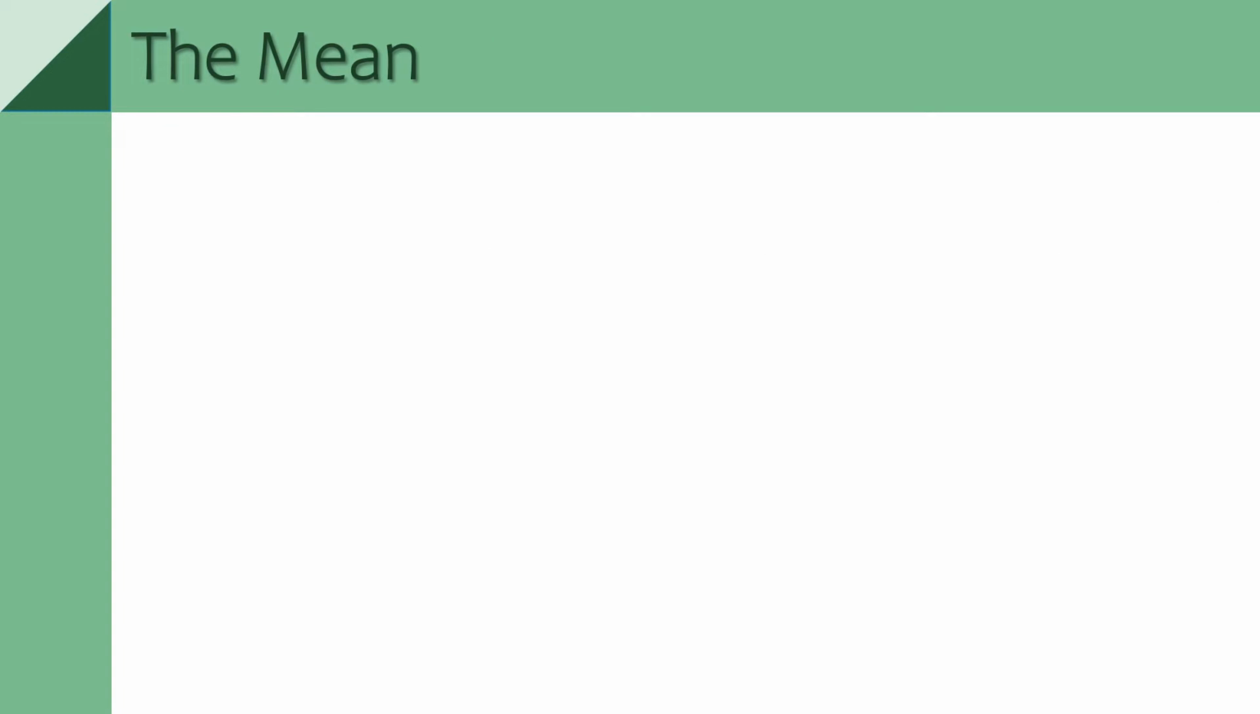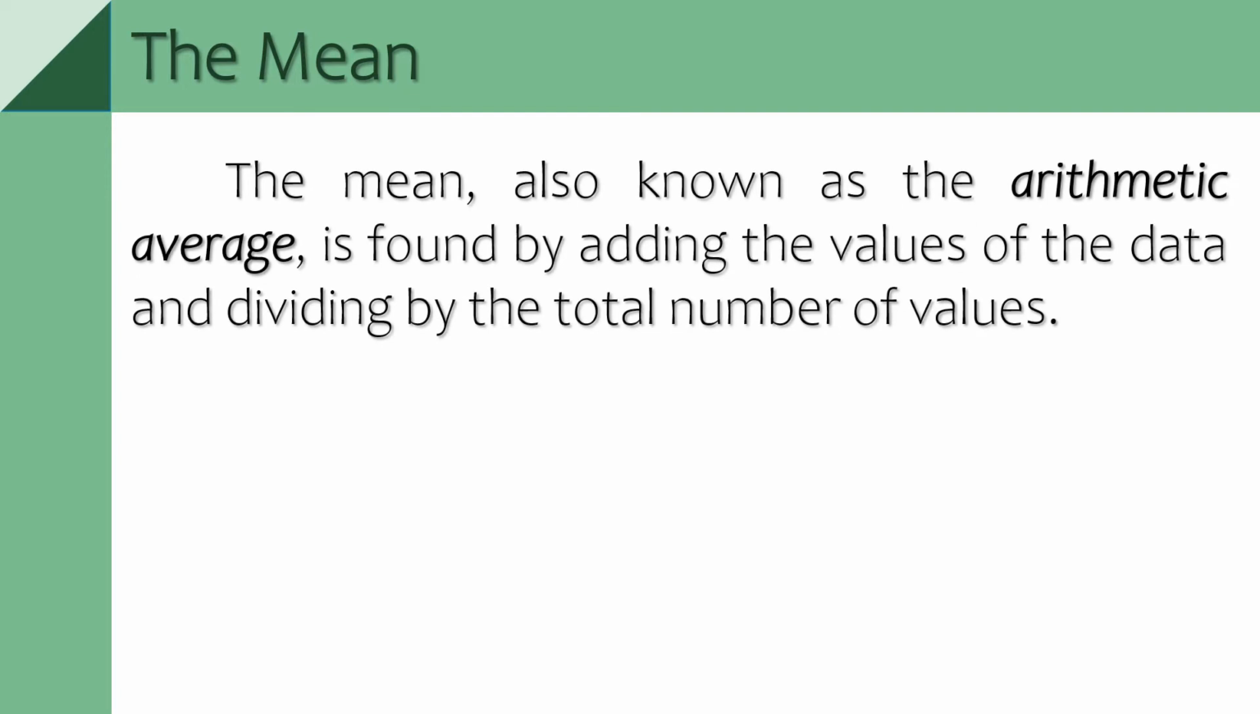Now let's start with the mean. Again, the measures of central tendency. There are three major topics: the mean, the median, and the mode. Let's start the discussion with the mean. Define muna natin mean. The mean is also known as the arithmetic average. It is found by adding the values of the data and dividing by the total number of values.